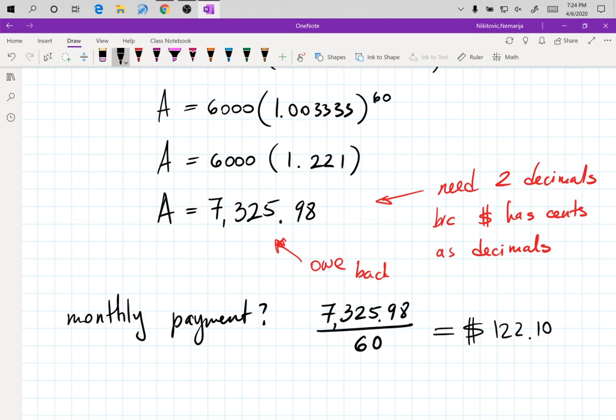So if you want to buy a car at 4% interest because you didn't have money, cash, right? You don't have 6,000 cash. So you are going to pay $122.10 per week.